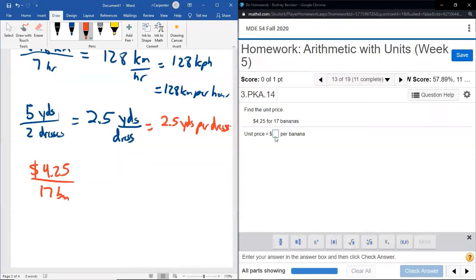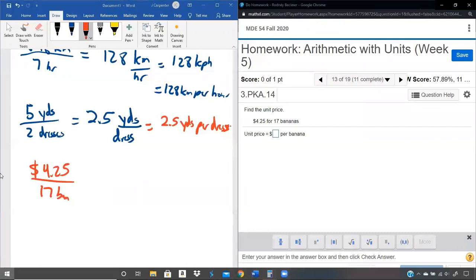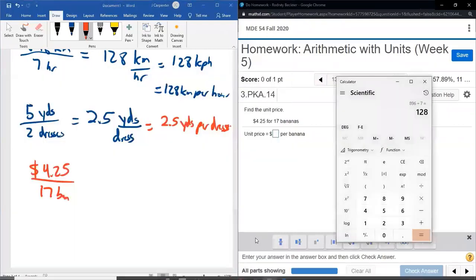They ask us to do a unit price. They don't say anything about fractions, which means we just do the division. Also, we can't even reduce decimals with fractions anyways. I'd have to make that 425 over 1700 and then reduce, which is just silly. There's no reason a quantitative reasoning student needs that. 4.25 divided by 17, and we get an answer of 0.25.